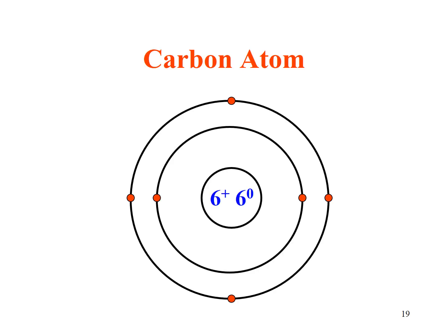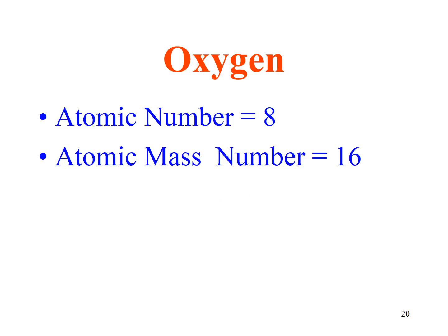We were able to construct this diagram from our knowledge of atomic number, atomic mass number, and the basic pattern of how atoms are organized. Oxygen has an atomic number of 8 and an atomic mass number of 16. Can you use this information to construct a diagram of an oxygen atom? Pause this presentation and see if you can draw a diagram of an oxygen atom.